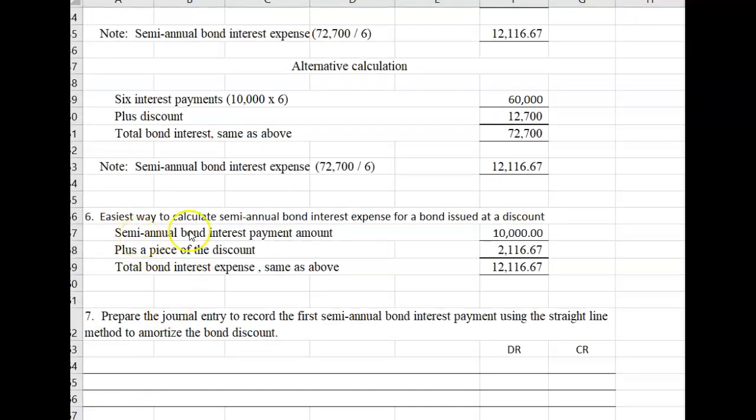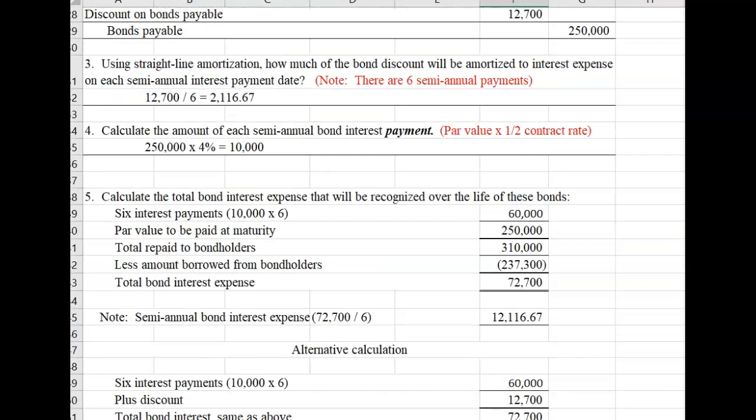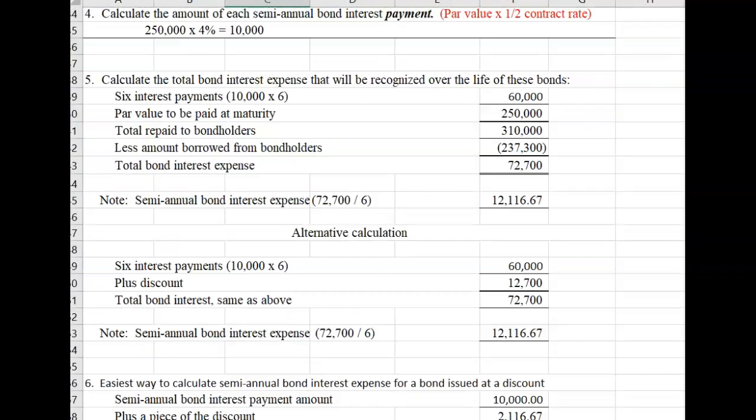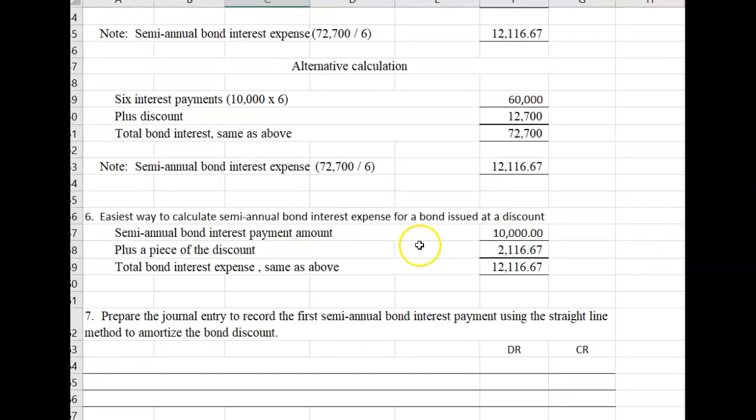So let's put those numbers together and see what we come up with. One semi-annual bond interest payment is $10,000. 1/6 of the discount, as calculated above, is $2,116.67. When you add those two amounts together, you calculate the very same bond interest expense for each payment of $12,116.67.